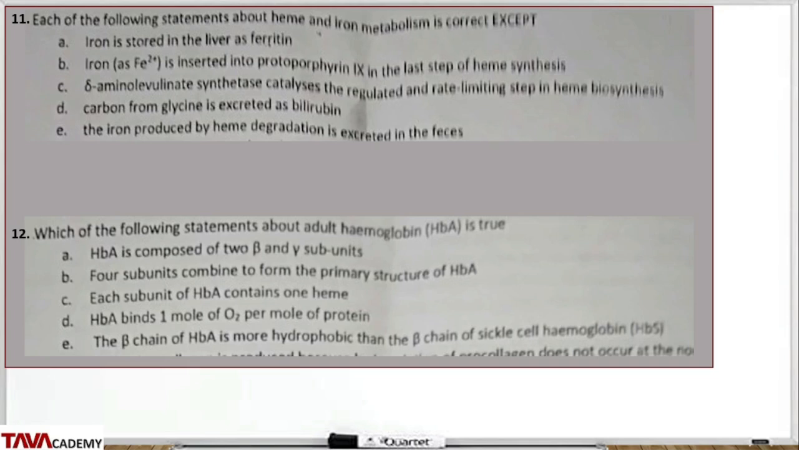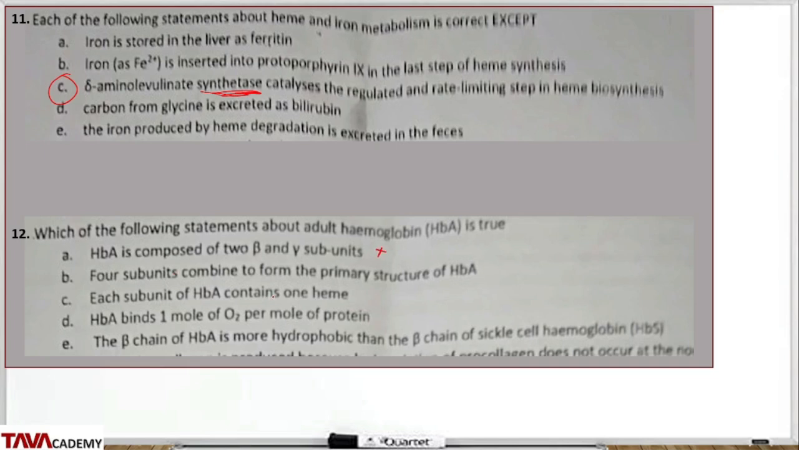Question 11 says, each of the following statements about heme and iron metabolism is correct, except. The answer is option C, delta amino levulinic synthetase. Synthetase is not the enzyme, it's actually a synthase. Question 12. Which of the following statements about adult hemoglobin is true? HbA is composed of 2 beta and 2 gamma. No, it's actually 2 alpha, so this is wrong.